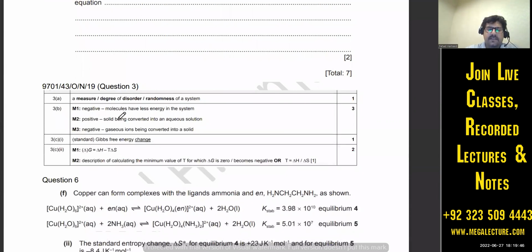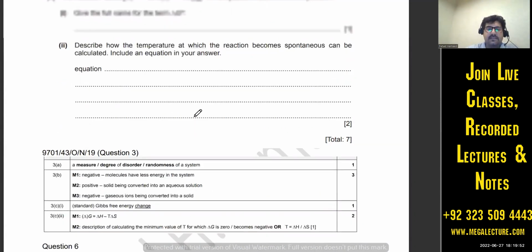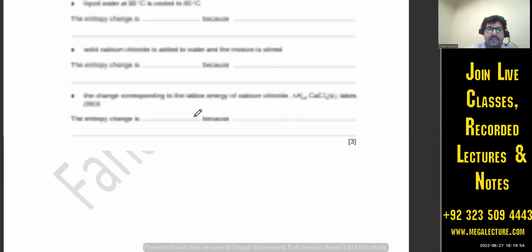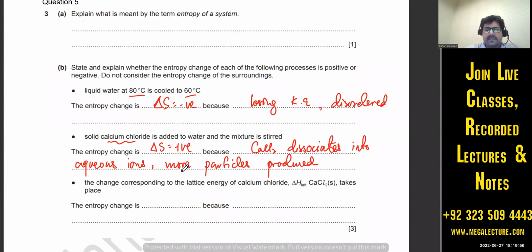They just gave a general reasoning, which is that a solid is being converted into an aqueous solution. So we kind of gave a more in-depth reasoning. I mean, this one is a better reasoning. The change corresponding to the lattice energy of calcium chloride takes place. You haven't studied lattice energy yet, but this is what lattice energy is, or the equation for lattice energy.